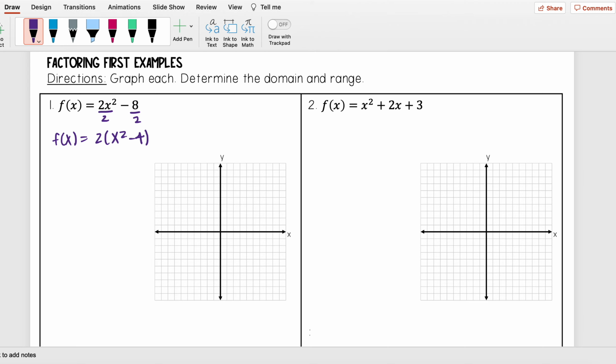And now if you remember back to our factoring unit, this is a difference of squares. And that's because that x squared, I can write that as x squared, and 4, that's the same thing as 2 squared. So that means that this fully factored out is going to be 2 times x plus 2 and x minus 2. So that means that my p here is going to be negative 2. My q is going to be 2. And so that means that my x-intercepts are negative 2, 0, and 2, 0.